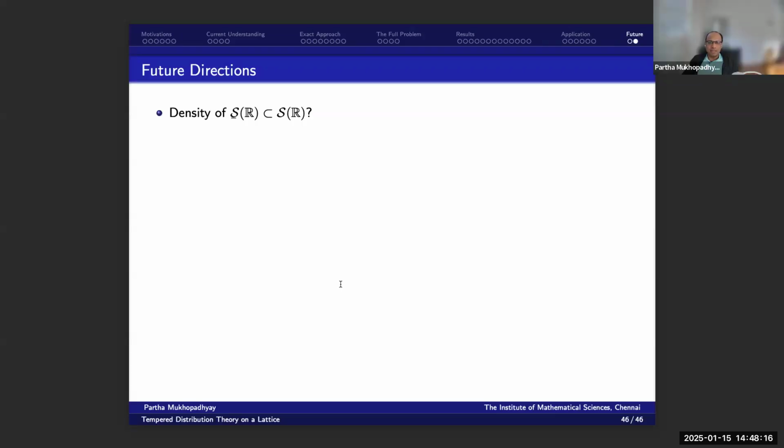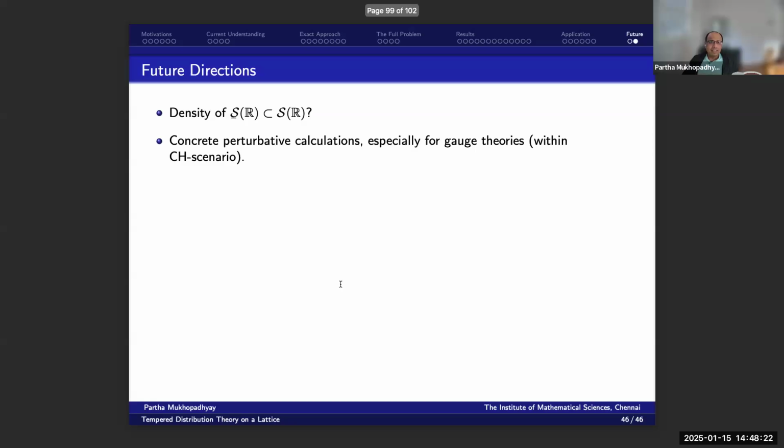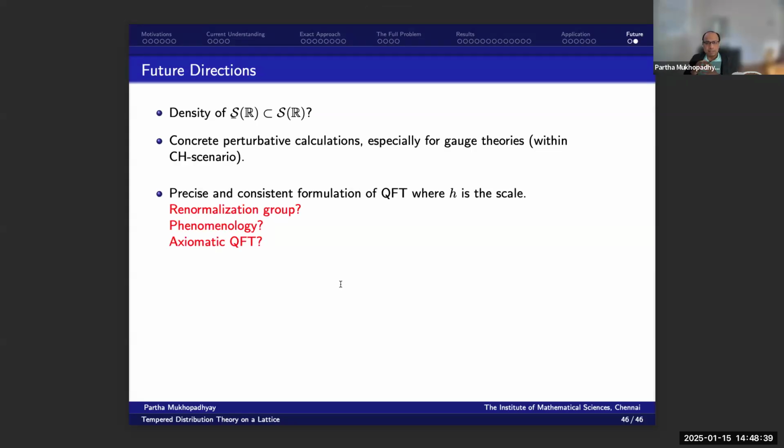The question I already mentioned is whether S lower bar within S is a dense subspace or not. Then, within the continuum hypothesis scenario, that means you take the continuum limit, but taking h as a UV cutoff, then you can do concrete perturbative calculations, especially for gauge theories. And then, what is the precise and consistent formulation of QFT with a finite h, where h is interpreted as a scale? How do I formulate the renormalization group? How do I match results with phenomenology? And is it possible to do axiomatic QFT also for a finite h?